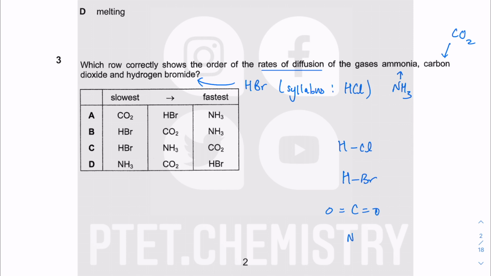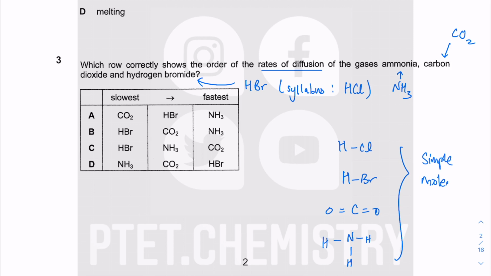By drawing the display formula, you can translate them into the correct dot and cross by not only considering the central element or central atom, but also how many electrons are around each and every atom. Okay, for the full complete dot and cross. These are all simple molecules.